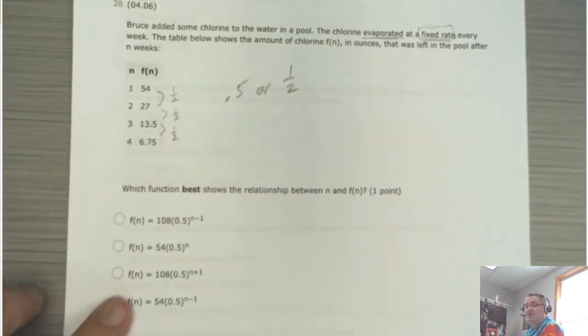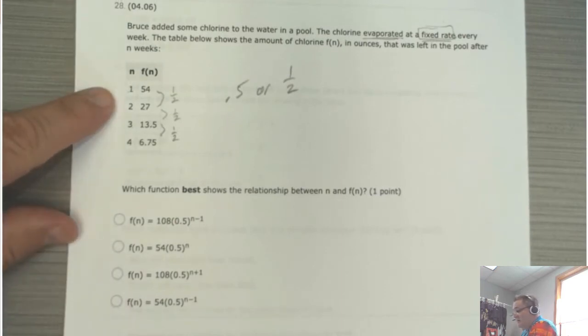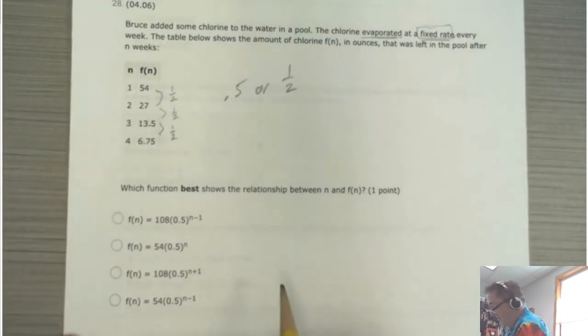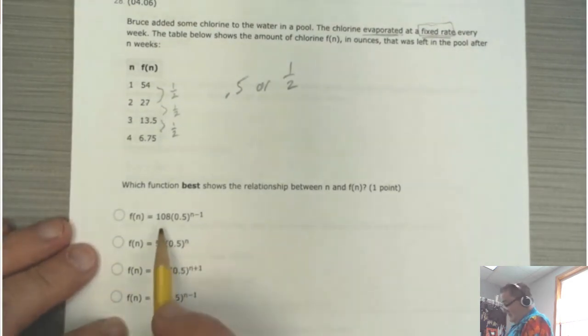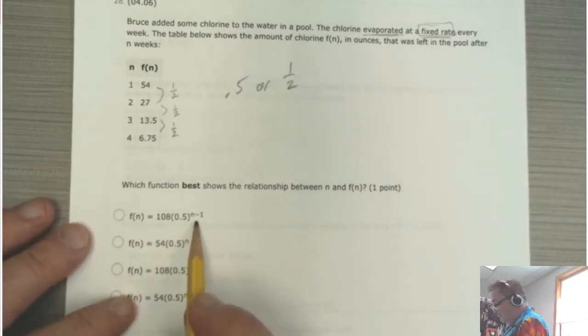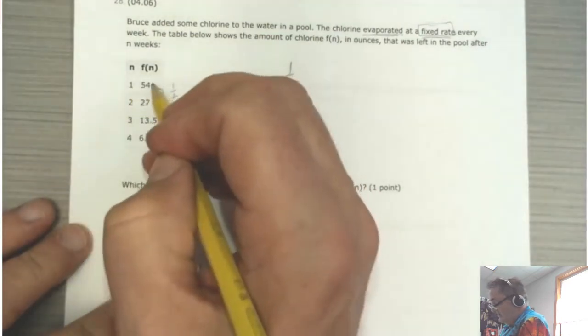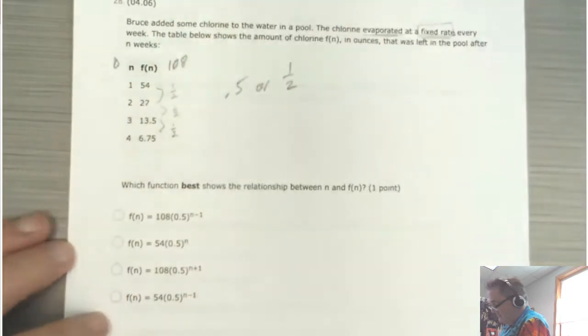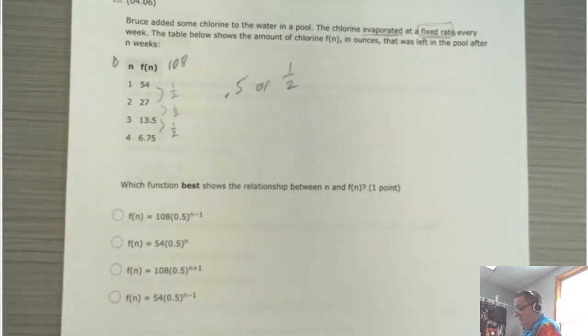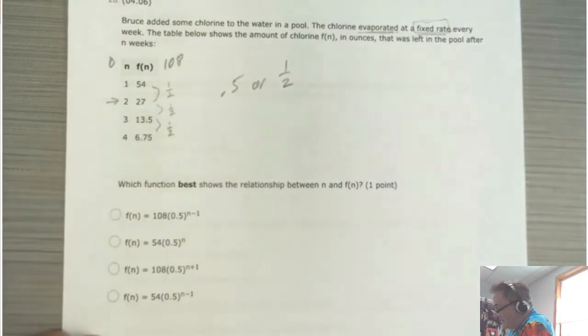Okay, which function best shows the relationship between the weeks and the number of ounces of chlorine left in the pool? Okay, this says start with 108 and then 1/2 to the n minus 1. Well, if we back this up to week 0, we would start with 108. So the way I like to do this, let me give you a tip. Let's test it for one of these n's and see if the formula comes up with that. Let's do week 2. That's a nice, easy one.